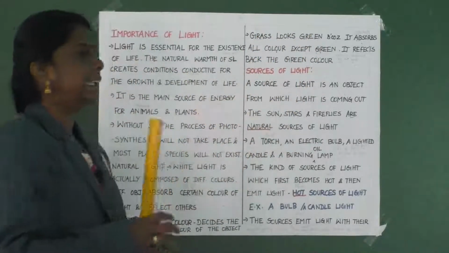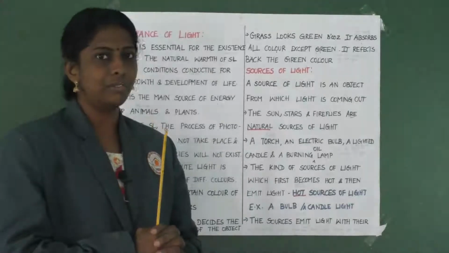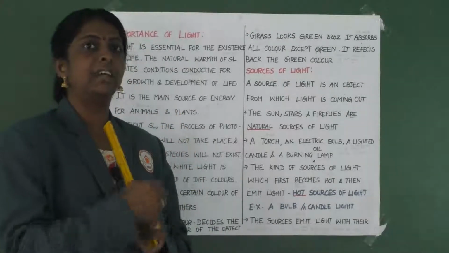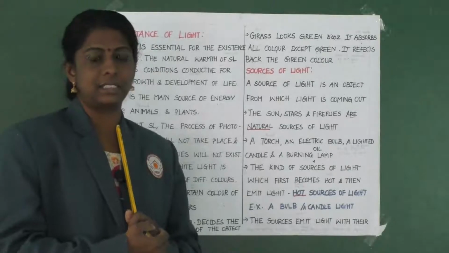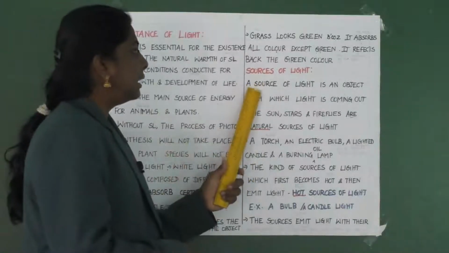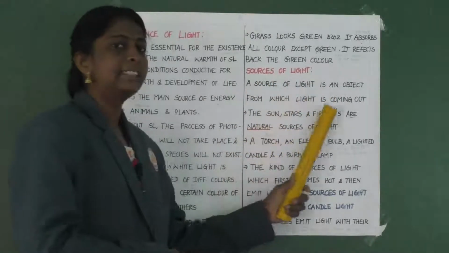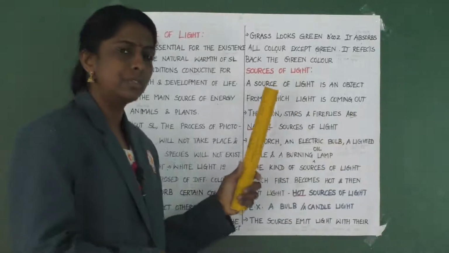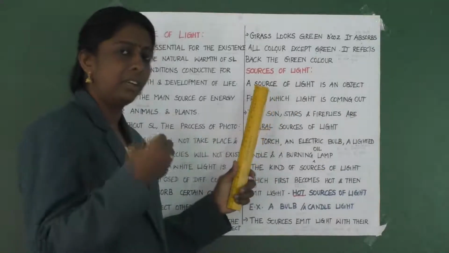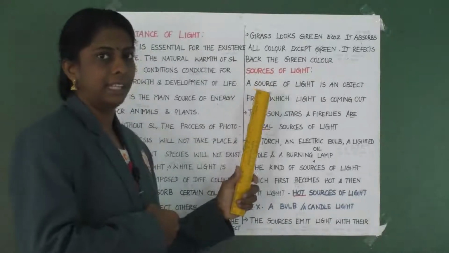Clear? Then the next thing is about sources of light. We are receiving light from different sources. So what are the different sources? We are going to learn. Then a source of light is an object from which light is coming out. So what do you mean by source of light? From wherever light is coming out, that is said to be a source of light.